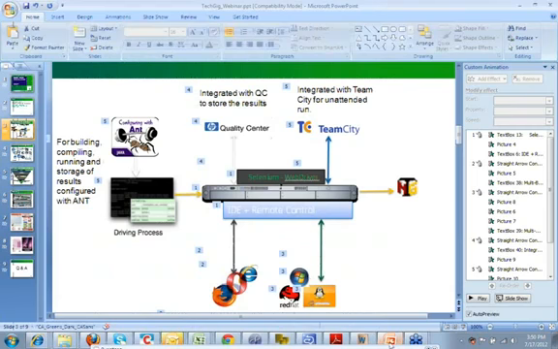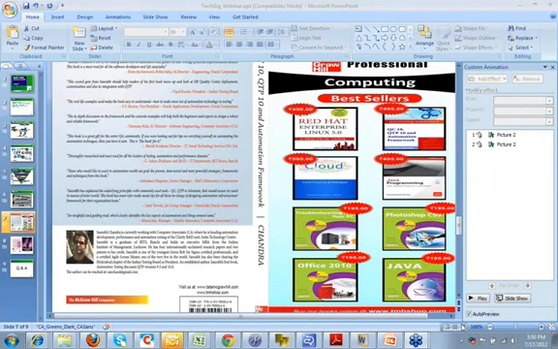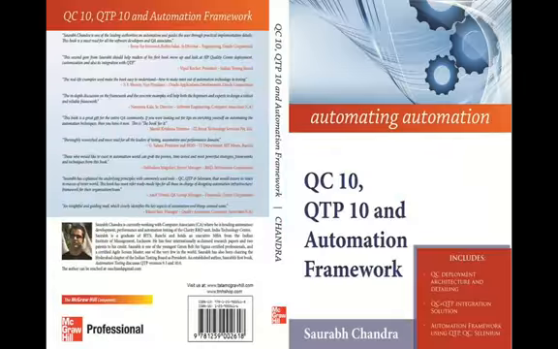Before jumping on to questions, let me tell you where you can find this. So this is the book. You can find it on Amazon or Flipkart. I have told you the page number. The last half of the book comprises the automation framework. I hope that will be very useful. I wish it will be very useful for all of you.